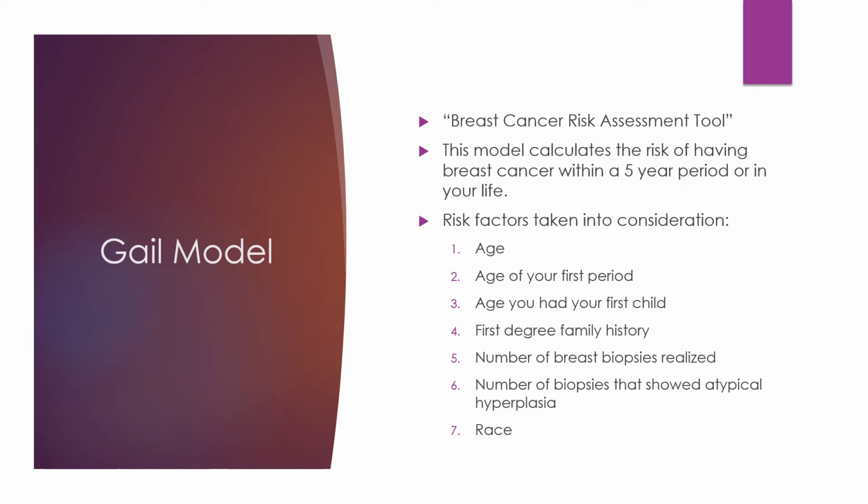This Gail model takes into consideration many risk factors, one of them being the age of your first period, the age you had your first child, and your first degree family history. When we talk about first degree family history, we mean cousins, sisters, aunts, or your grandmothers. Number 5, the number of breast biopsies performed. 6, the number of biopsies that showed atypical hyperplasia or any abnormality. And last but not least, race.